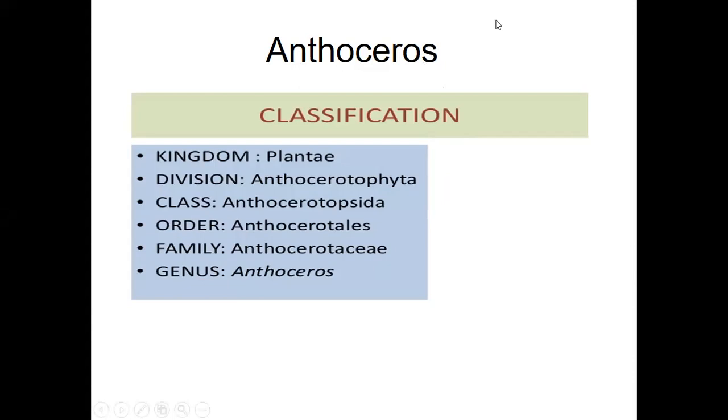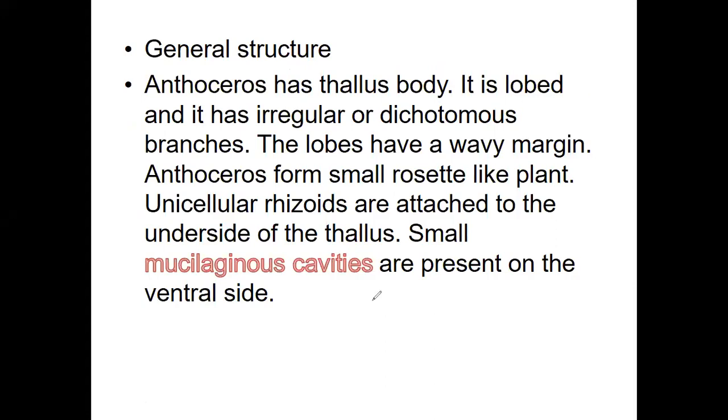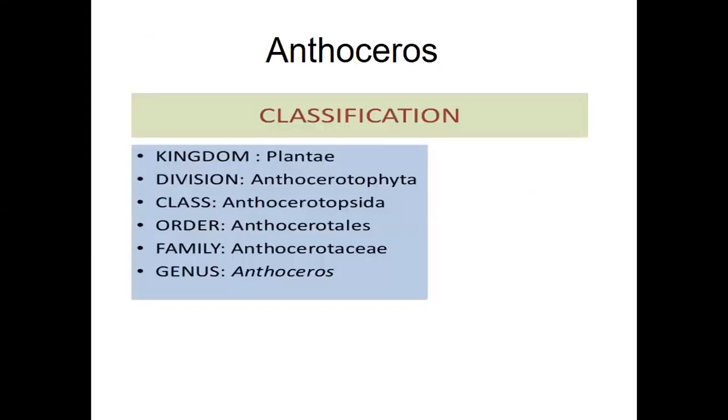They are called the hornworts. So what do you mean by hornworts? That means the sporophyte of this thallus will be emerging out of the thallus, whereas in Marchantia the sporophyte was embedded within the thallus. But in Anthoceros, the sporophyte comes out of the thallus like a small, long, cylindrical, filamentous structure. It appears just like the horn of an animal. Hence Anthoceros is commonly called hornwort, H-O-R-N.